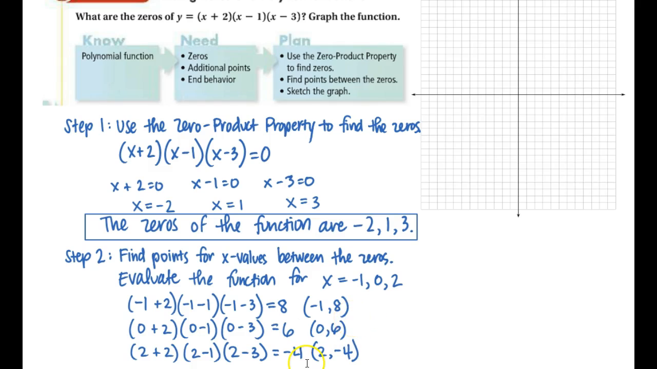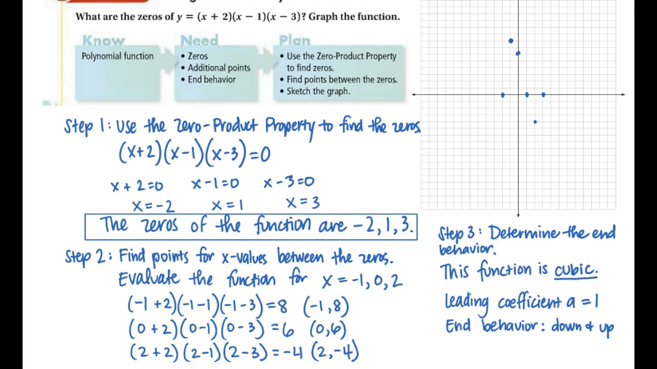Now let's take a moment to plot those coordinate points that we just found as well as the three zeros that we found above. Now that I have those points plotted, let's talk about the end behavior of this function. I know that this function is a cubic function because I have three linear factors being multiplied. So when I multiply all those out, I'm going to get x to the third in the beginning. You also notice that there are no coefficients besides 1 in front of those x's, so my leading coefficient is a equals positive 1.